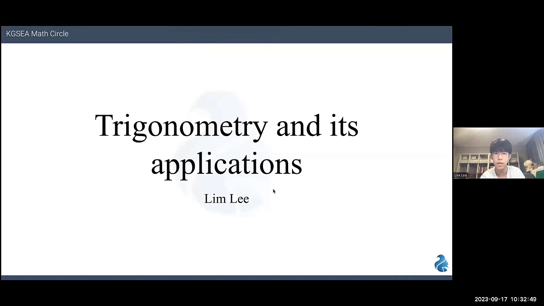Because this method of solving problems is a prevalent one in competition math, I'll first give a general overview of the topic and dive straight into some competition problems which utilize trigonometry.